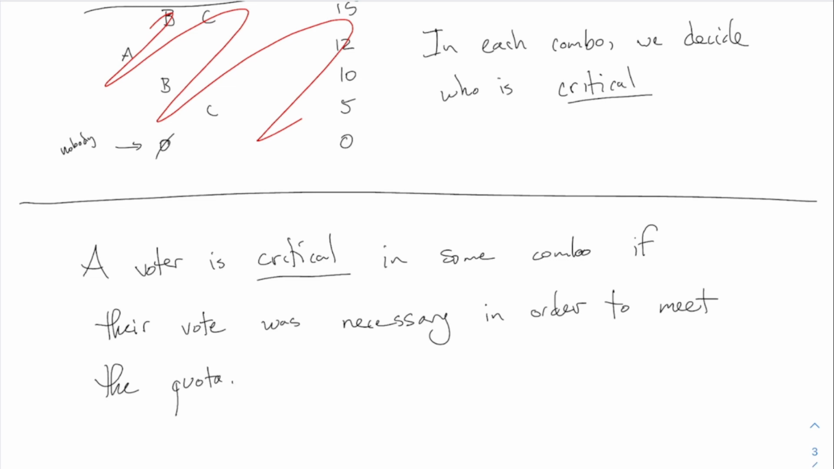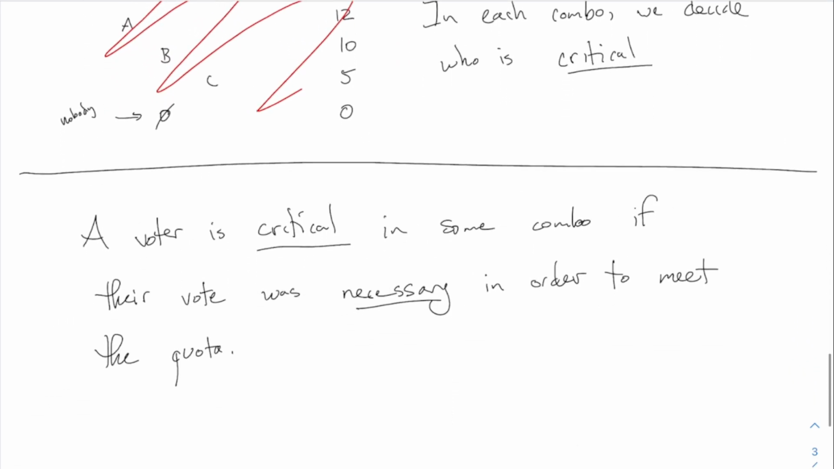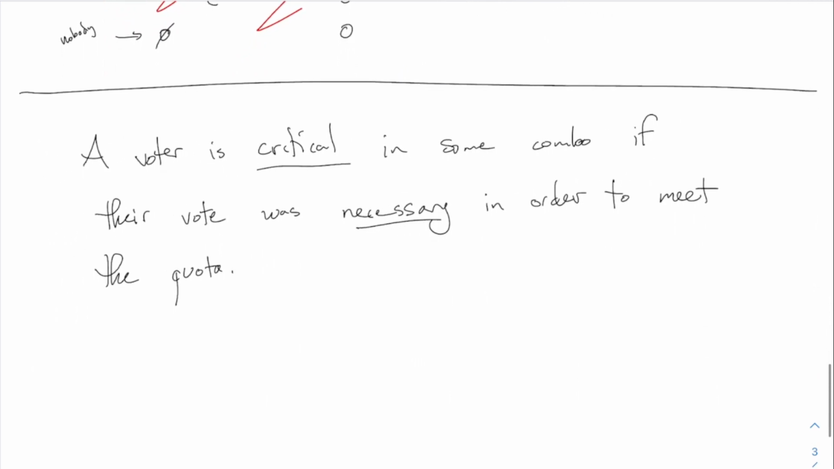They are critical if their vote was necessary in order to meet the quota, all right? One way to think about it is you ask yourself, like I said, we are only considering the combinations which actually make it to the quota. And so you can think about, is this voter critical? It means, did I really need this one to make it to the quota? Or if I remove them, would it still reach the quota? That's one way to think about it.